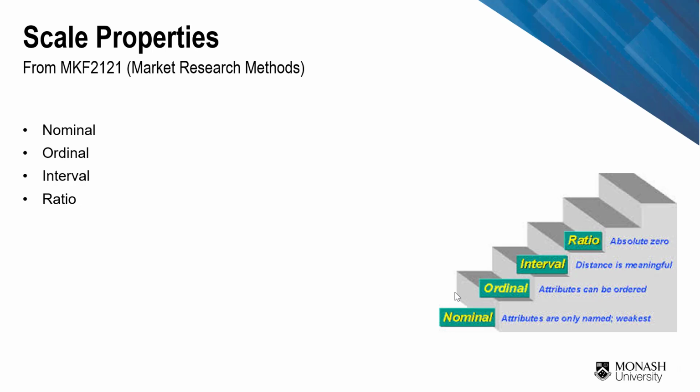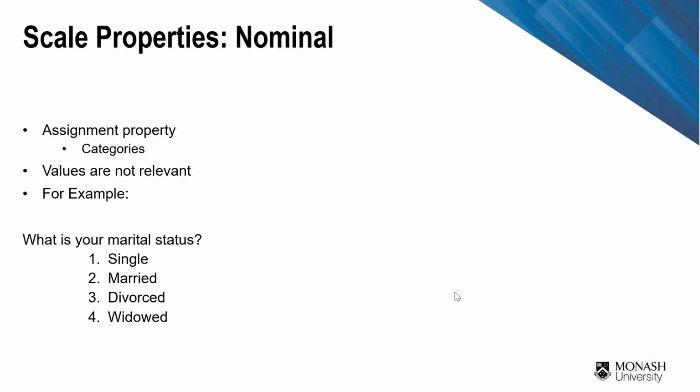Okay, so in terms of scale properties, as I said, there are 4 different scale properties, which are nominal, ordinal, interval, and ratio. And for these 4 properties, I would like to go through them with an example, so at least you know what's going on and what I am going to talk about. All right. So first, nominal. I'm going to use my pen to see whether it works. Oh, it works. Okay. So it's assignment properties, or what we call categories.